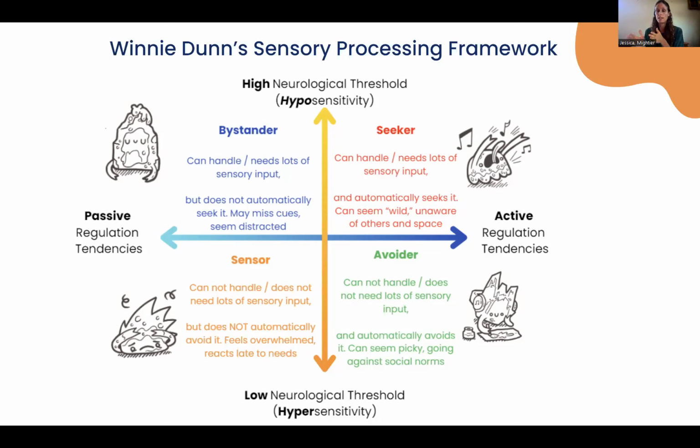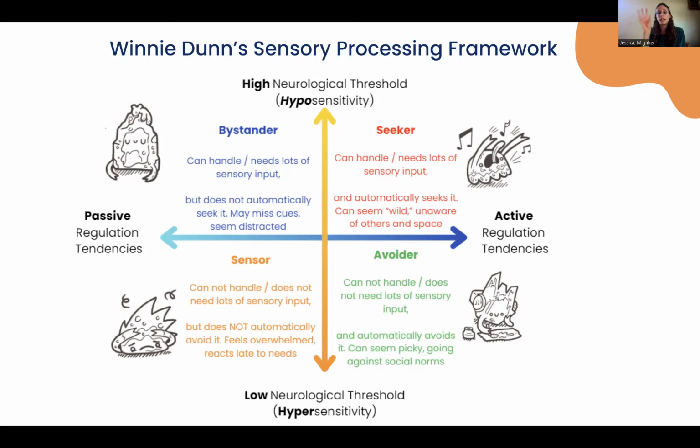Versus move to the right. This is our avoider. This is someone who, again, can't handle as much sensory input, doesn't need as much, feels everything pretty intensely, and they are automatically avoiding it. So they are going out of their way to avoid the sensory information that is not comfortable, not pleasing to them, right? This might be your picky eater, someone who might seem like they're going against social norms, covering their ears, things like this that are actually just them trying to regulate in the environment that is maybe overstimulating to them.